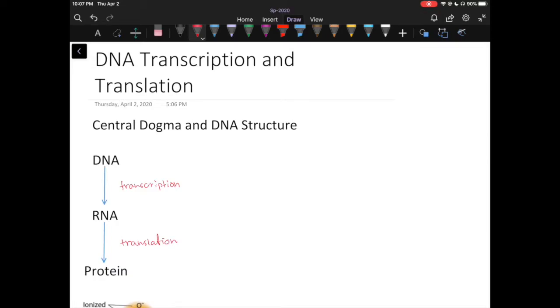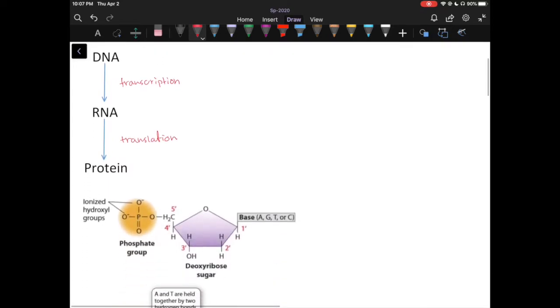In eukaryotes versus prokaryotes, the places in which these occur are different. In prokaryotes, transcription and translation both occur in the cytoplasm, whereas for eukaryotes, transcription occurs in the nucleus and then translation occurs in the cytoplasm.